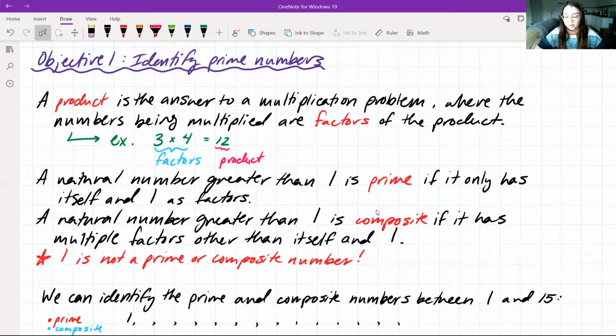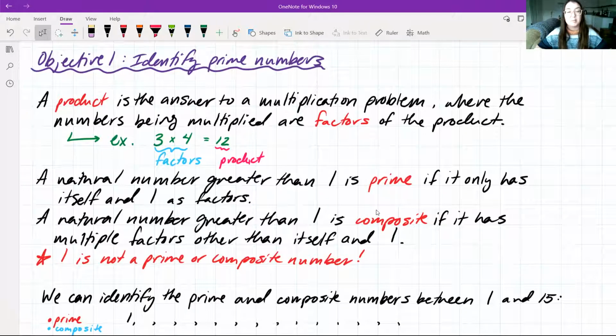Then a natural number greater than 1 is composite if it has multiple factors other than itself and 1. So numbers are composite if they're not prime. This just means that any number that can be multiplied or divided by multiple numbers will end up being composite. These are going to be numbers like 12, because 12 has the factors of 3 and 4. It also has the factors of 2 and 6. So we see it has multiple factors other than just 1 and 12, and that makes it composite.